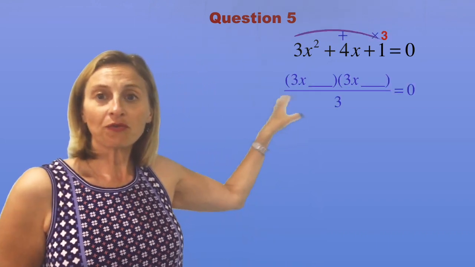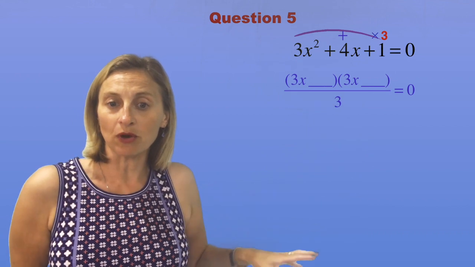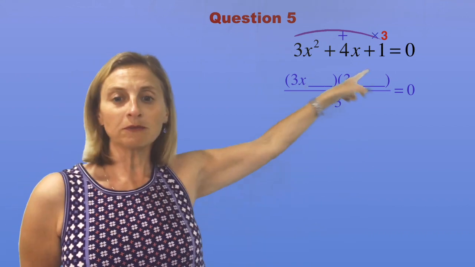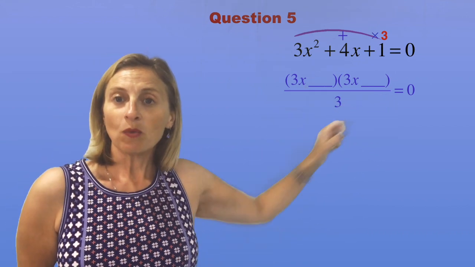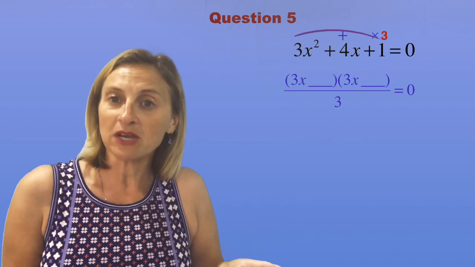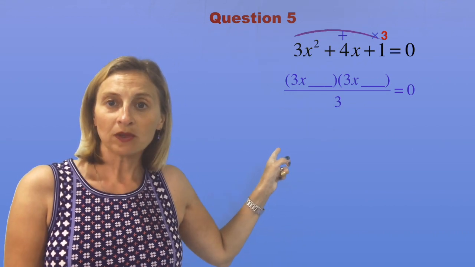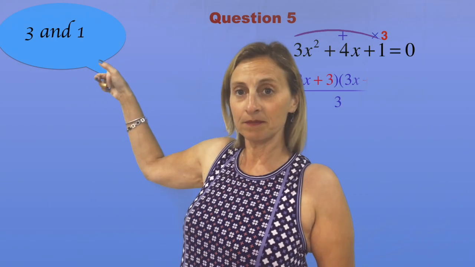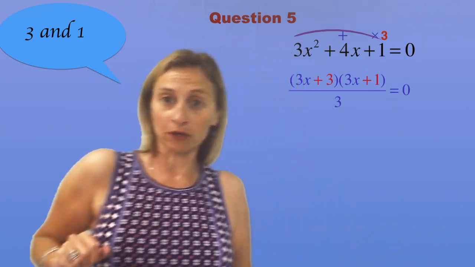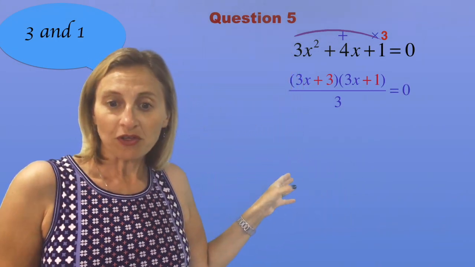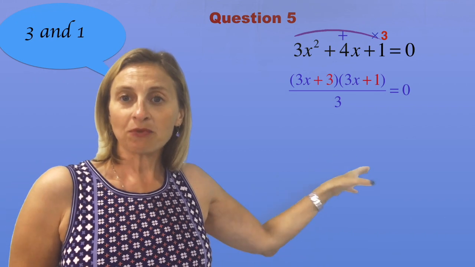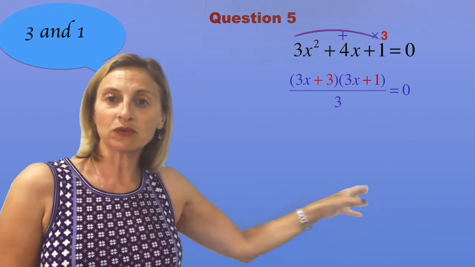We prepare it. 3x all over 3 equals 0. Then we go 3 times 1 is 3. We're looking for a number that multiplies to give 3 and adds to give 4. Well, that's going to be 3 and 1. 3 times 1 is 3. Good. What do I end up with? 3x plus 3, 3x plus 1, all over 3 equals 0.